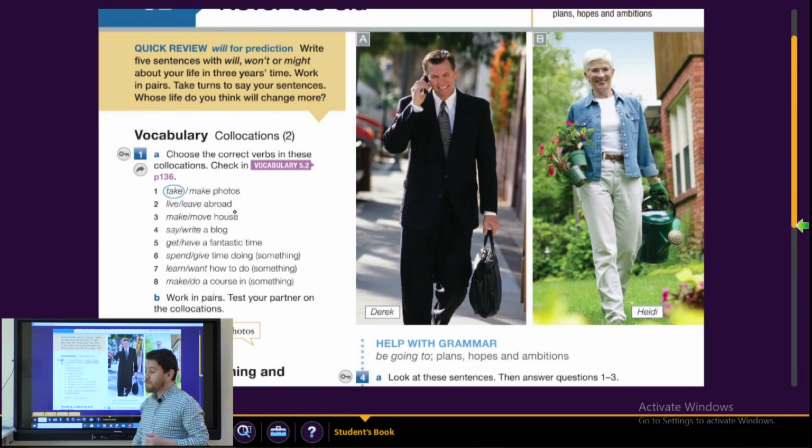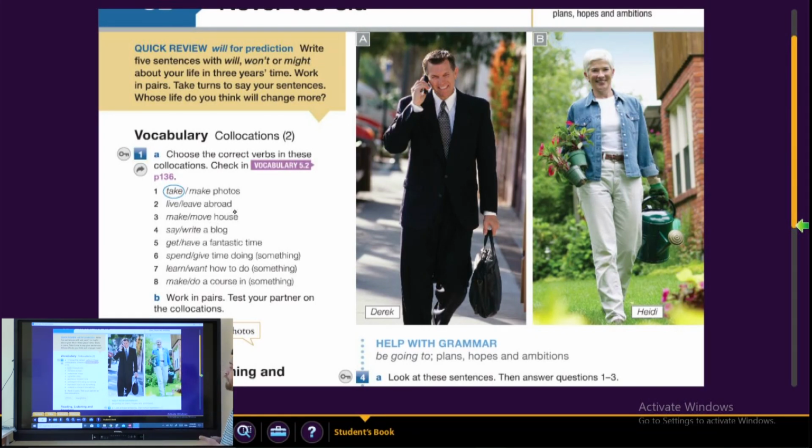Number three, make house or move house. We say here move house. Like, I moved my house a couple of months ago because there were lots of dogs around my house and they were barking all night. That was the reason I moved my house. So you can move house. Maybe you move the chair, maybe you move the table, or you move to another place.